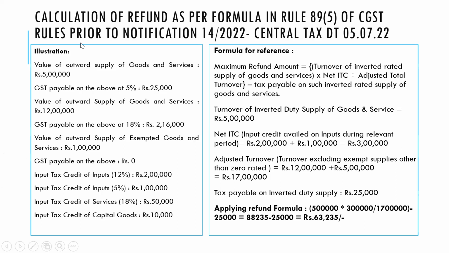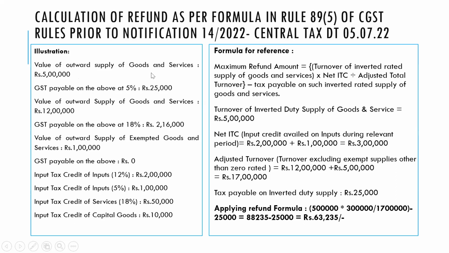In this illustration, we have three different types of outward supply, that is 5%, 18%, as well as exempted goods. And then for input credit, we have input credit of inputs at 5% and 12%, input credit of services, as well as capital goods. Going by the formula, the first part is turnover of inverted duty supply of goods and services. Here the inverted duty supply applies at the 5% GST rate. So the turnover is 5 lakh.